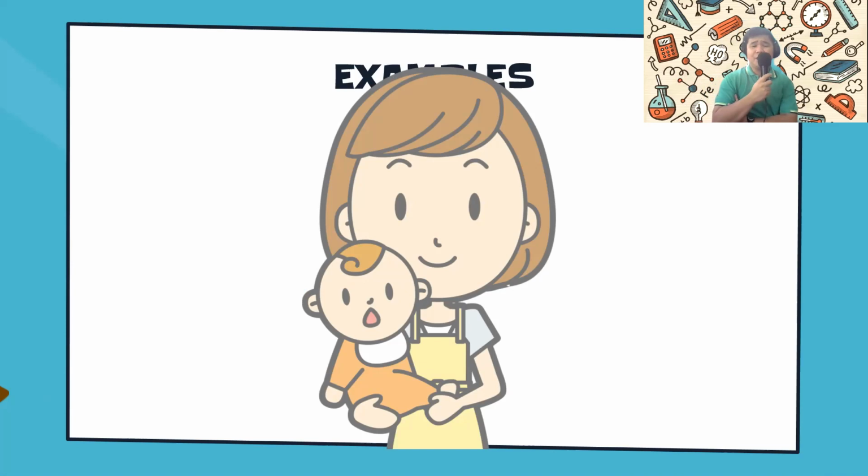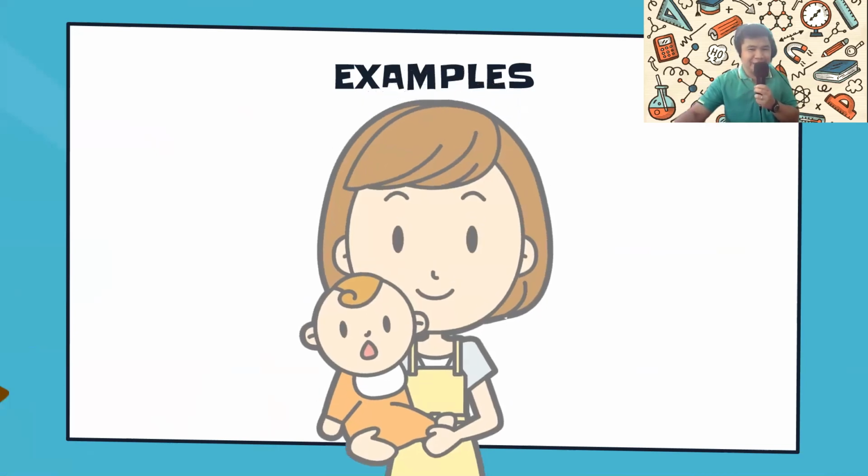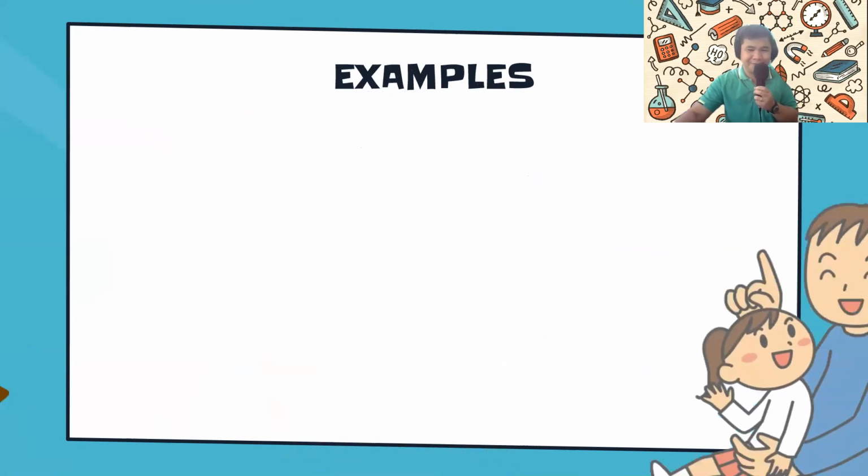The shape of the eyes and the color of the eyes. Both have oval eyes with black pupils. That means the son inherited that trait from his mother. Let's go to the next one.